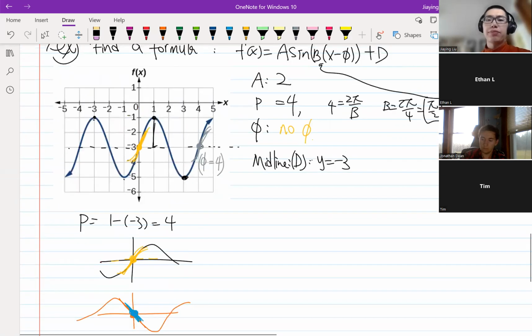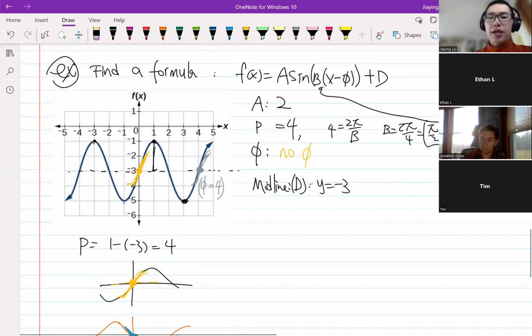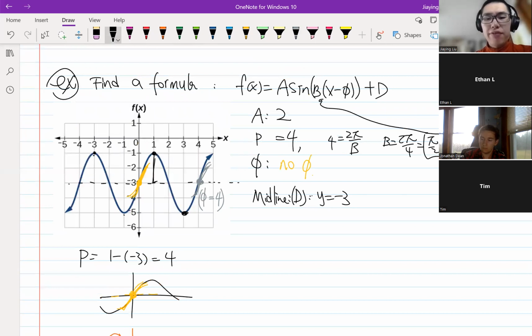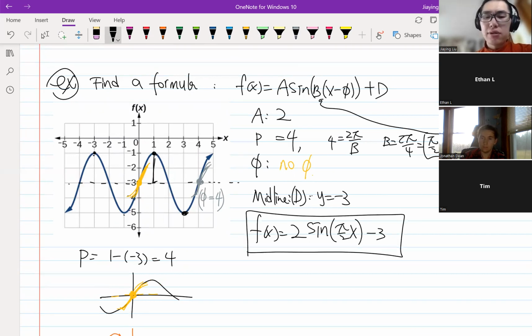But here I'm sticking with positive sine. And now I can put in those values. So I get f of x equals a, which is 2, sine, b is pi over 2, parentheses, x minus phi. There's no phi, so just x minus 0. We don't even need the subtraction there. And the plus d, which is -3. Any questions on those?